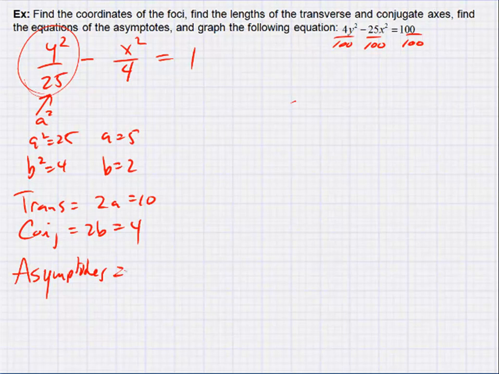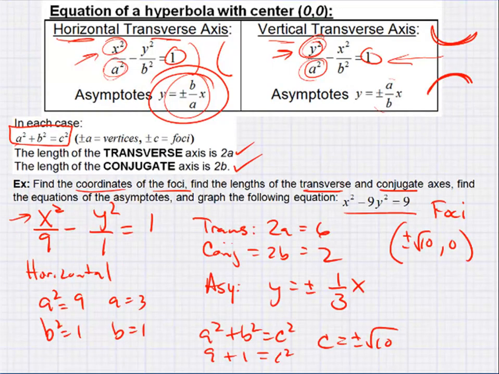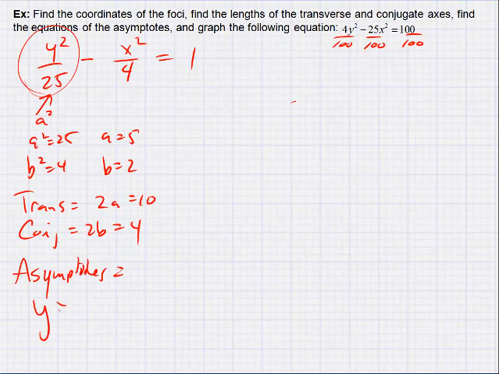So when we have a y squared first, which means we have a vertical transverse axis, your asymptote is a over b x. So I'm going to say it's y equals plus or minus a over b, so 5 over 2 x. Those are the equations of my asymptotes.